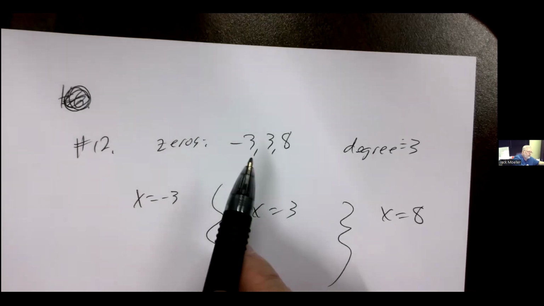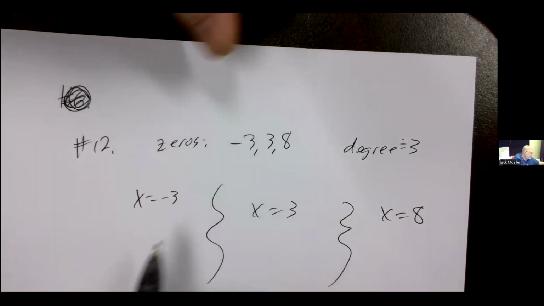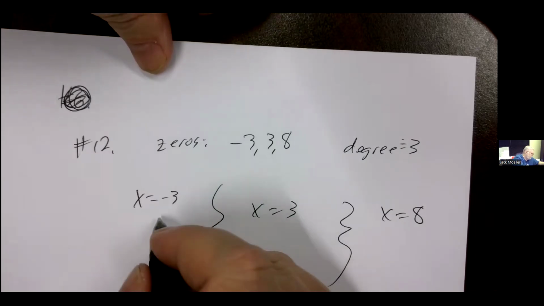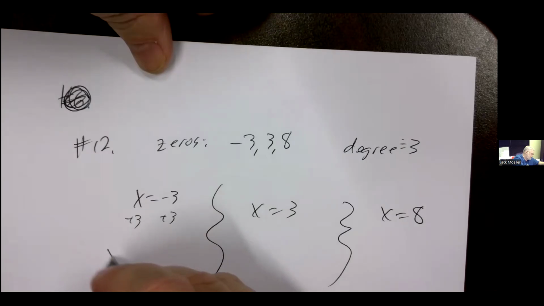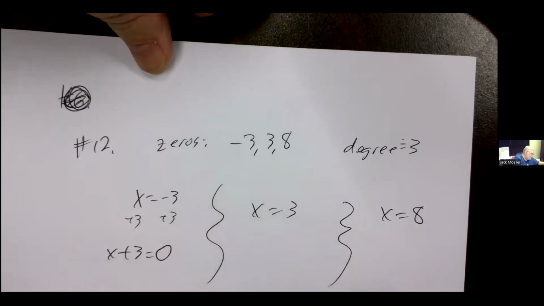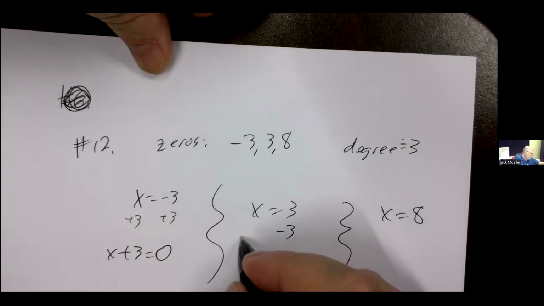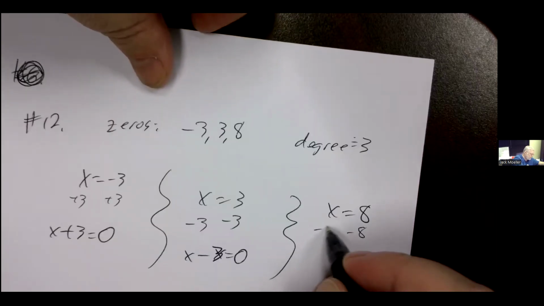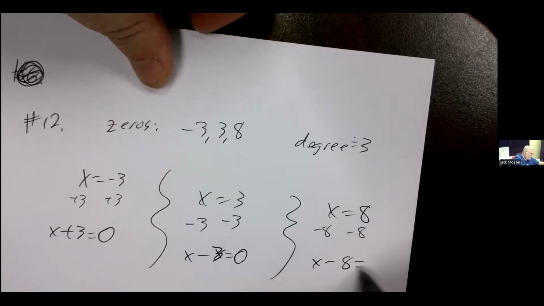So the way that you get the polynomial from this is you have to go backwards and make this equal to 0. So you would add 3 to both sides: x plus 3 is equal to 0. Here we need to move it over, so then we have x minus 3 equals 0. Here we're going to subtract 8 from both sides: x minus 8 equals 0.